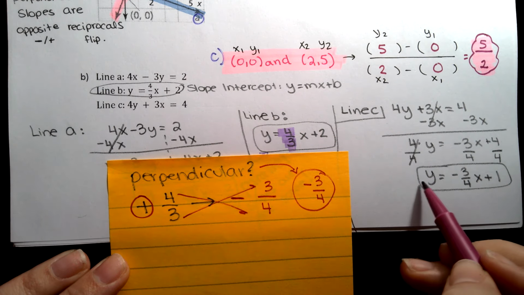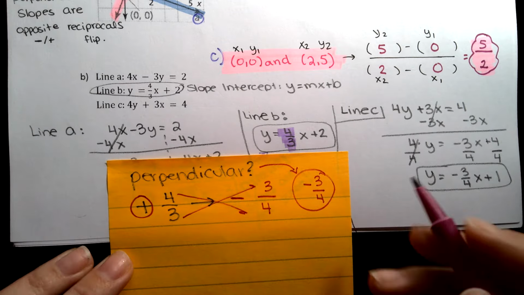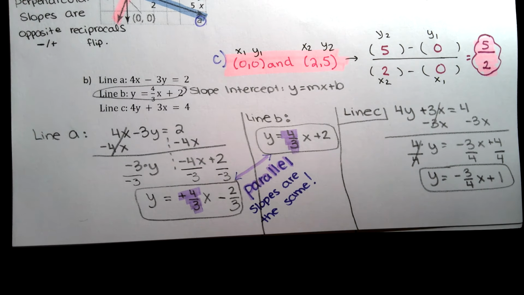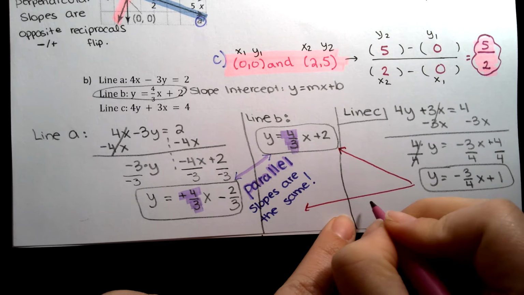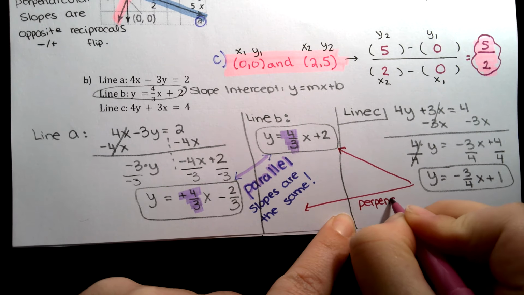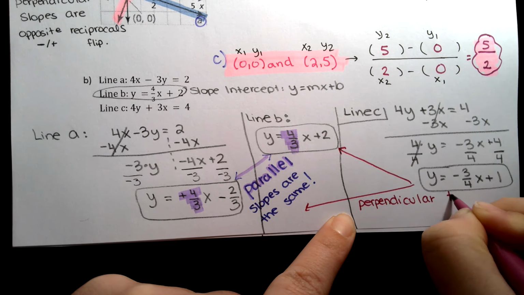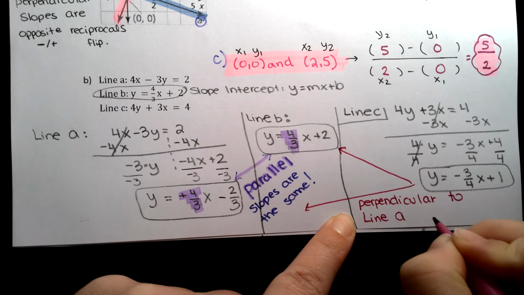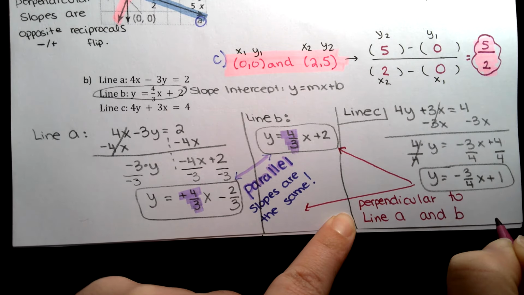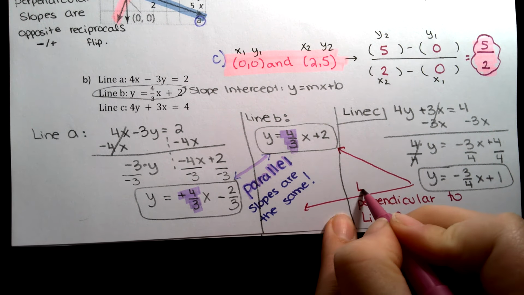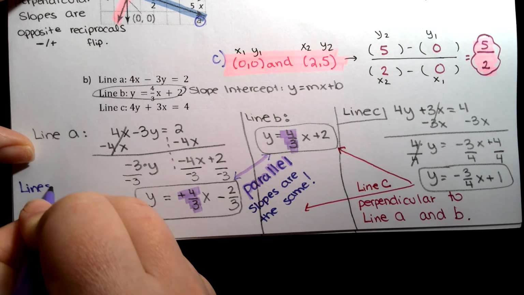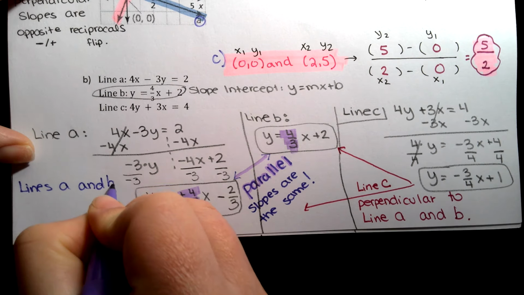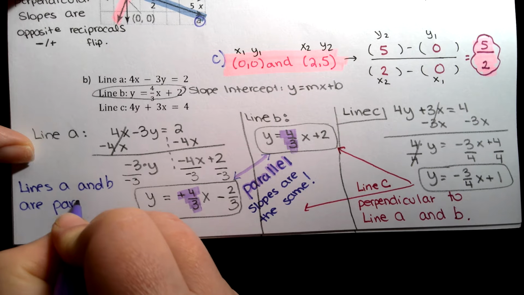Do I have a -3/4? Yes. So that means that yes, we have a perpendicular line to line A and B. So line C is perpendicular to line A and B, and line A and B are parallel.